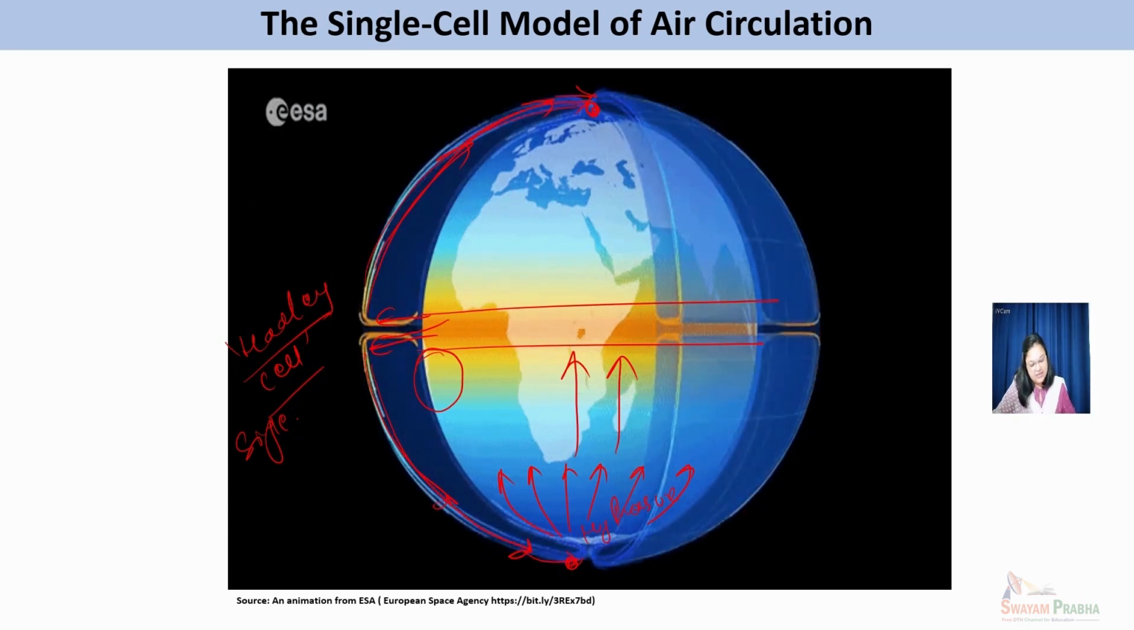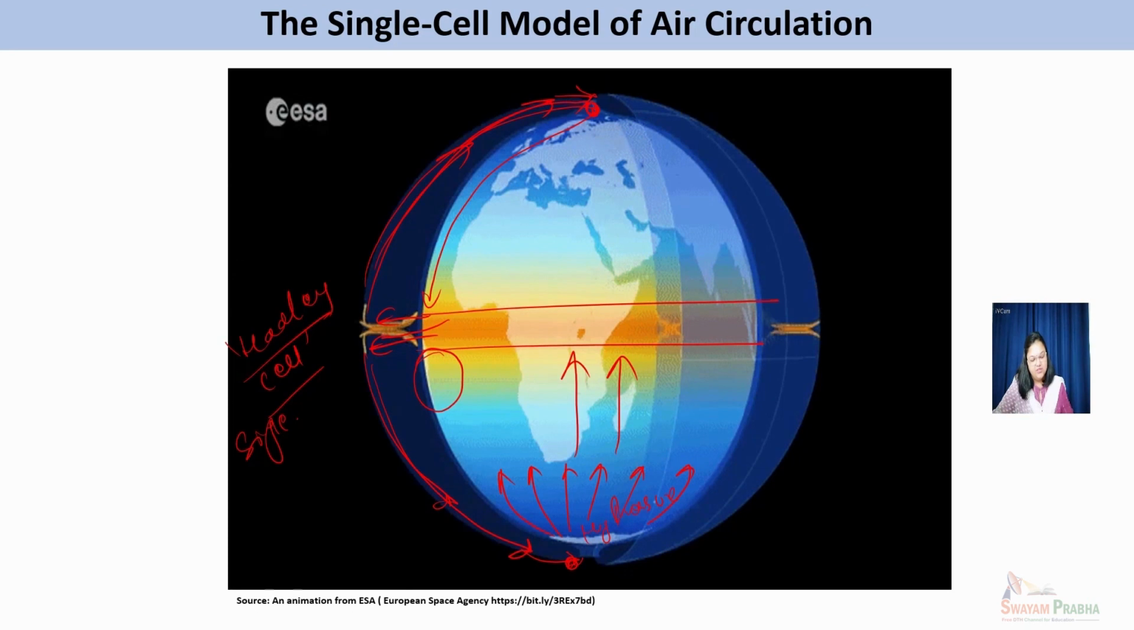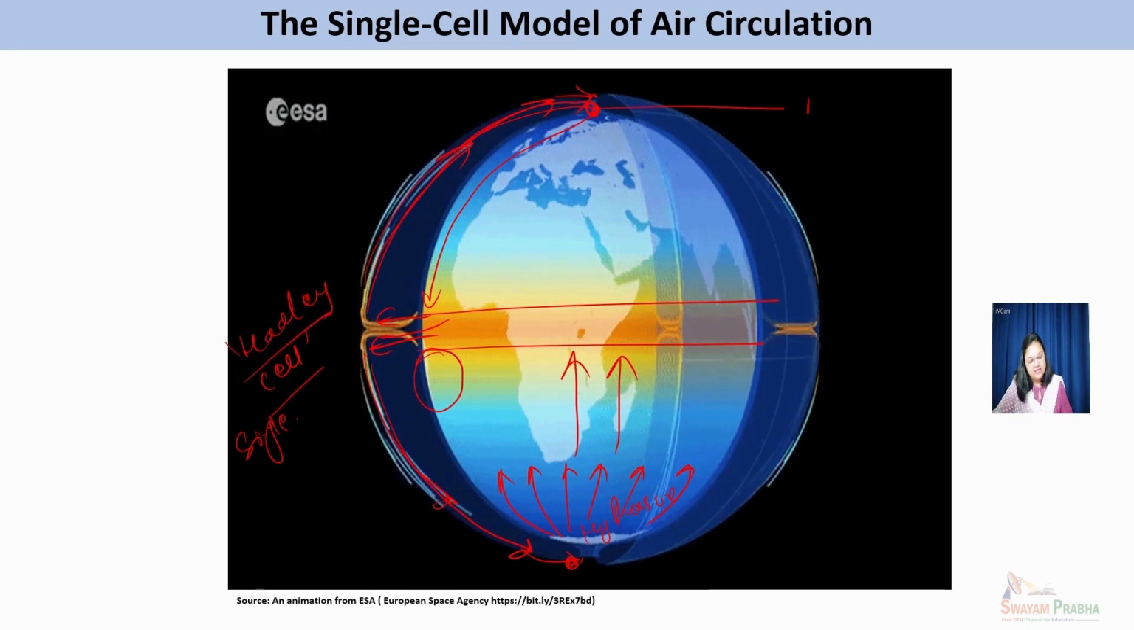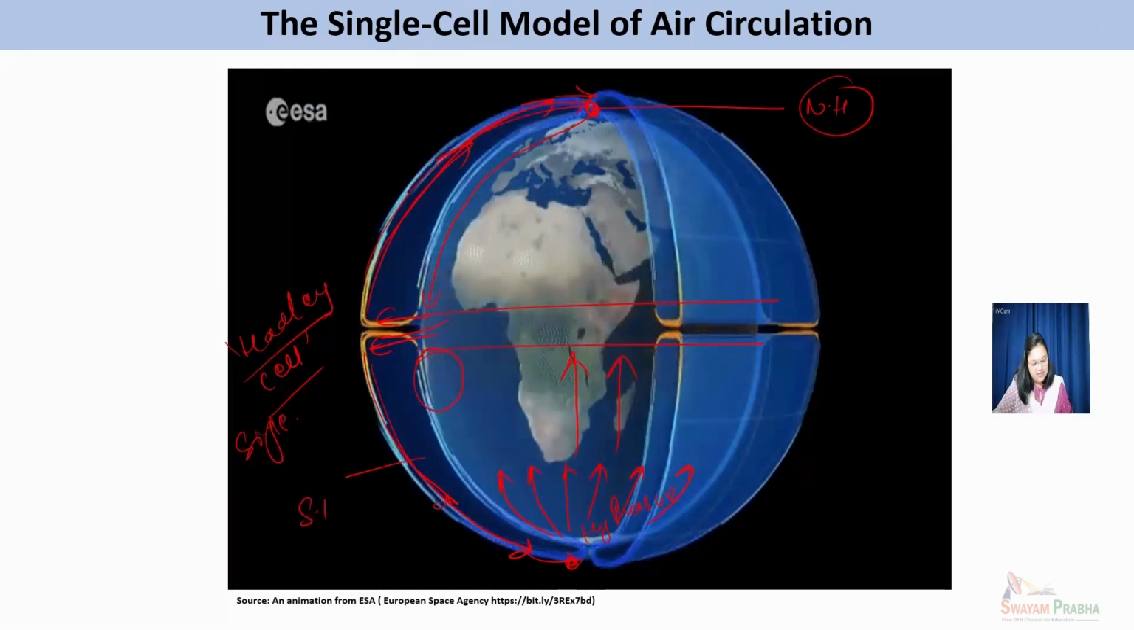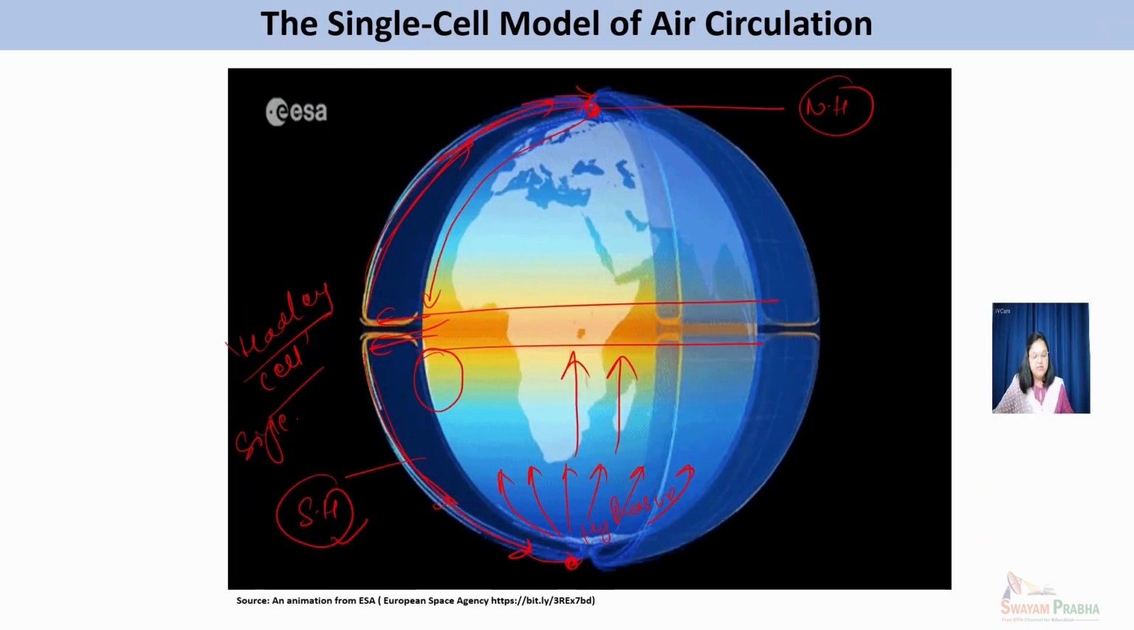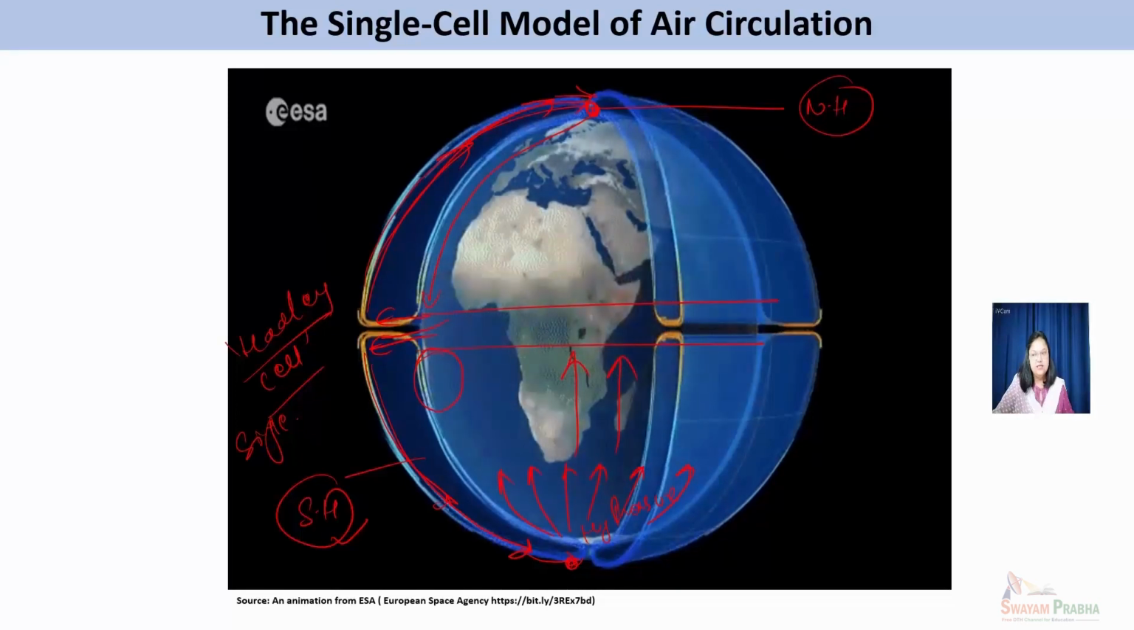So this single cell exists in both the hemispheres. One single cell exists in the northern hemisphere, another single cell exists in the southern hemisphere. And this circulation is called the single cell model.